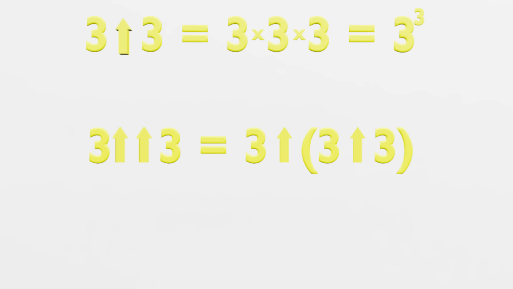3. Here I've used brackets around the last pair of 3's to make our next calculation easier. We know 3 up arrow 3 equals 3 to the 3, so we can substitute this in. 3 up arrow 3 to the power of 3 is the same as 3 up arrow 27, which is equal to 3 to the power of 27, or approximately 7 trillion.